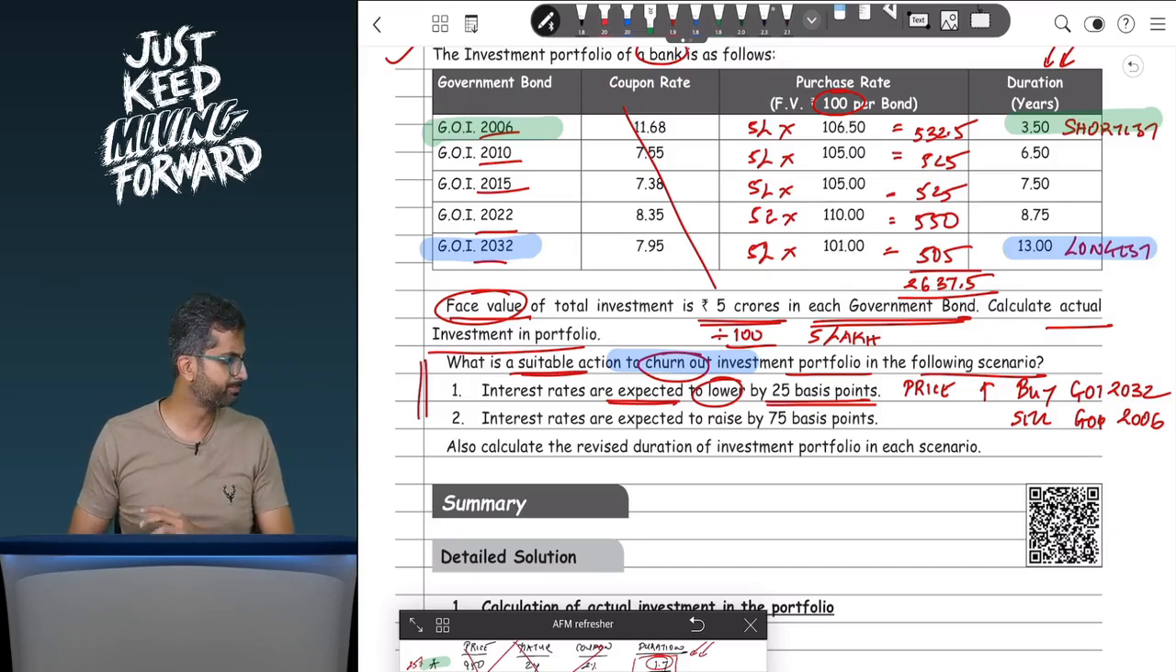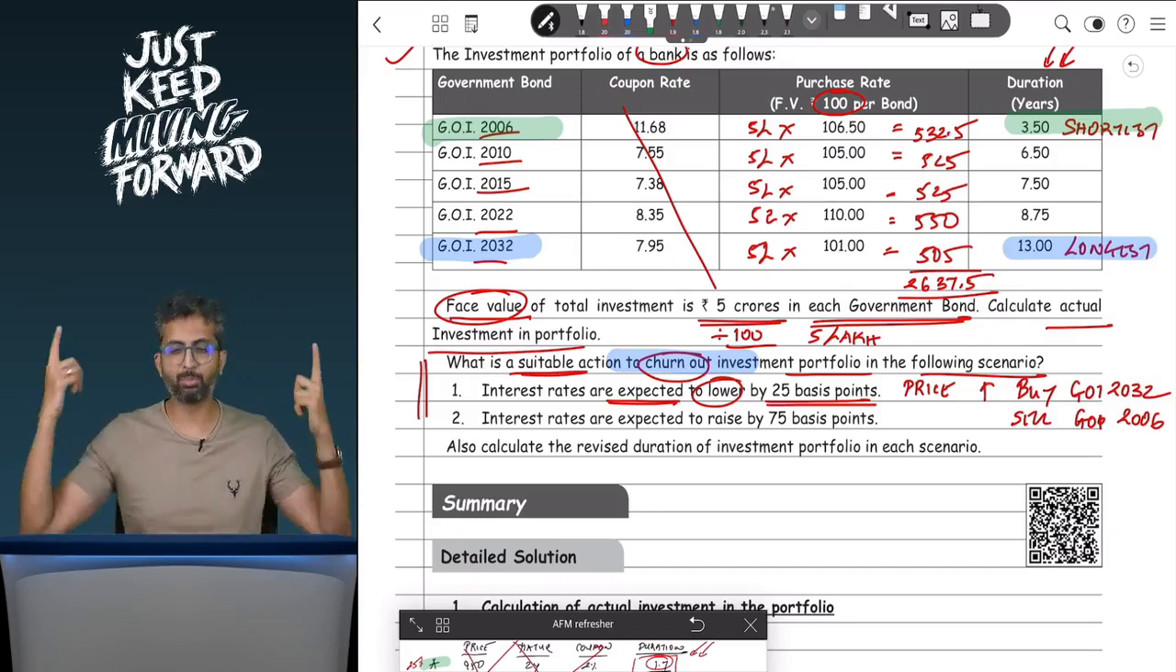Are we clear with this? Achha, after this lecture, we can become bond fund managers.